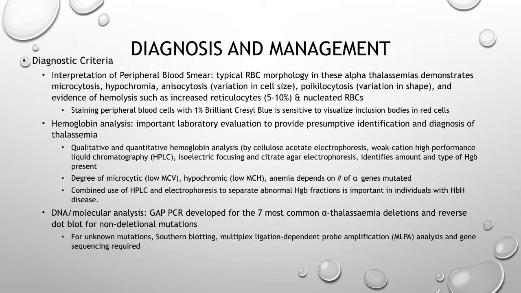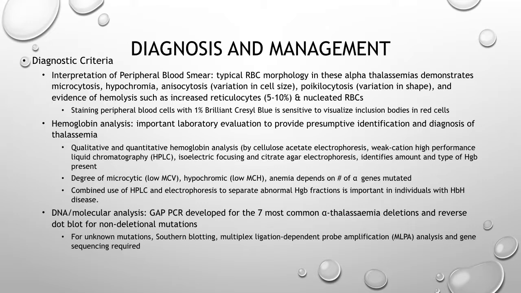Anisopoikilocytosis results from various abnormal red blood cell morphology, which include schistocytes, microspherocytes, target cells, polychromasia, and nucleated red blood cells, which are erythroblasts. The number of erythroblasts is markedly increased after a splenectomy. And you'll also see in HbH disease, the degree of anisopoikilocytosis varies according to the degree of hemolysis.